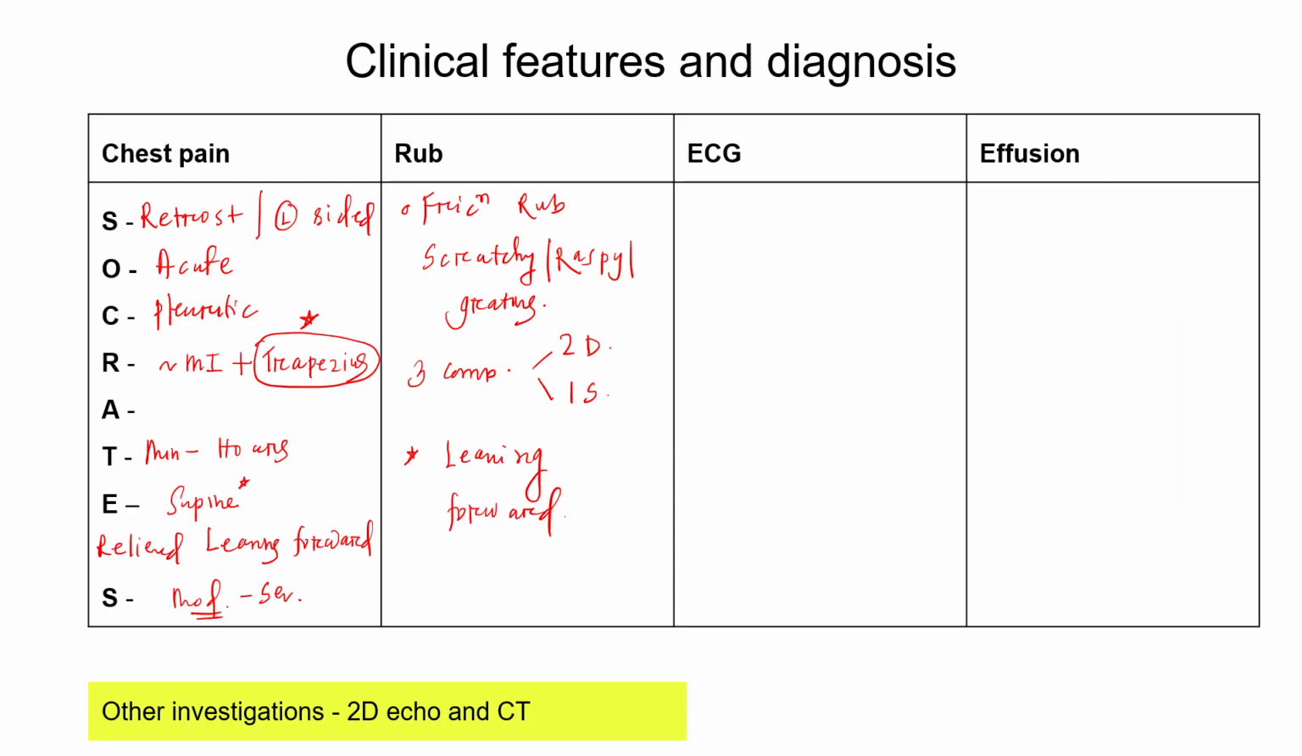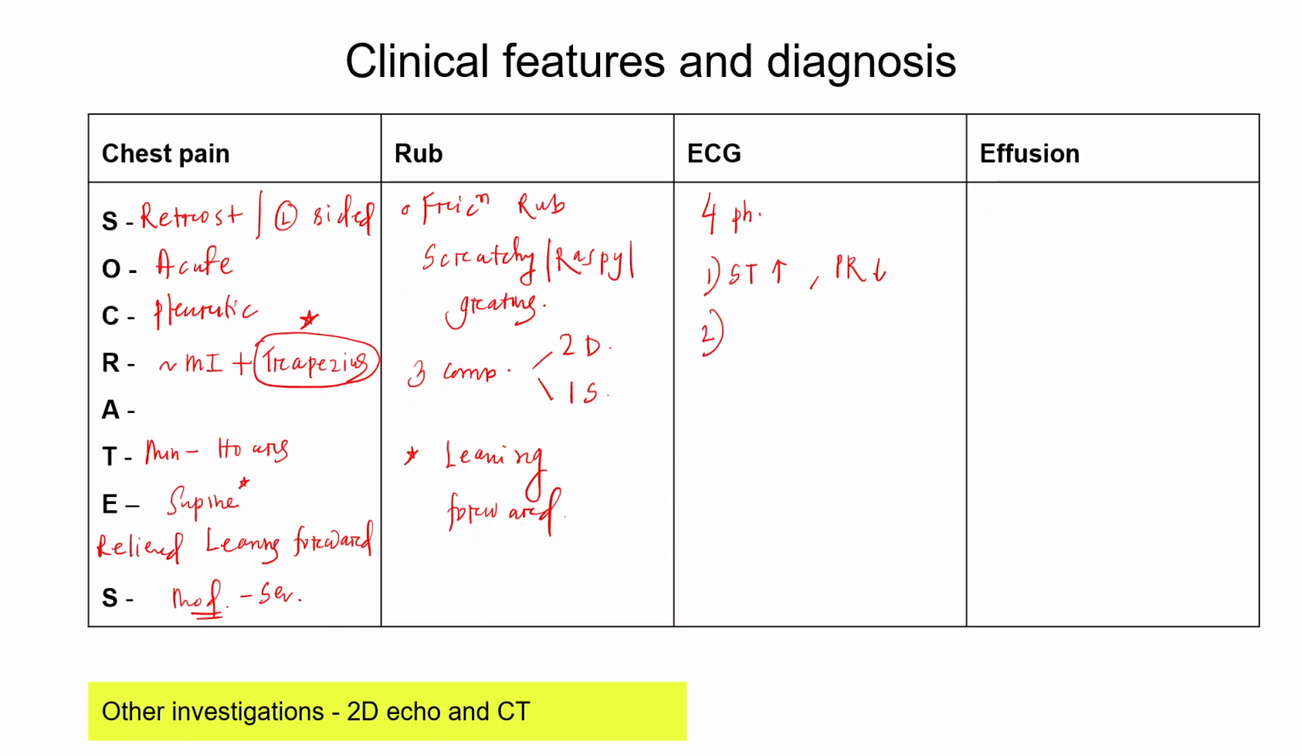Now, what are the ECG findings? There are 4 phases. The first one is ST elevation, along with PR depression. These points I have already discussed in my ECG lectures. If you have not seen them, just go back and see them.